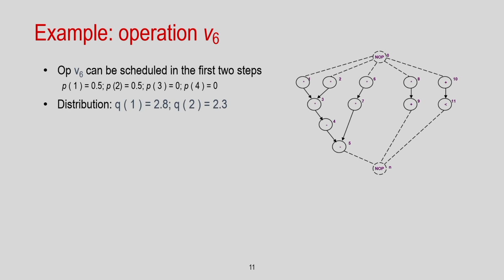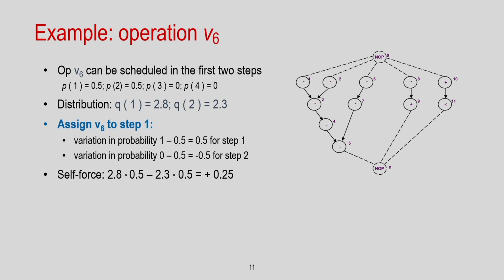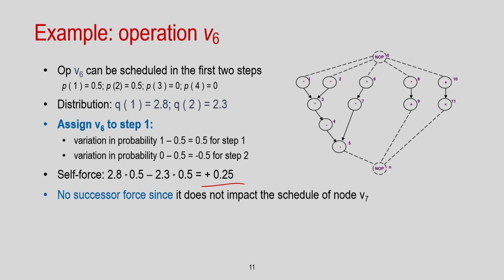Okay. So, this example was already here. So, I have already calculated. So, the value was 0.25, right. So, this is understood. And here, if we schedule this operation in time step 1, it does not impact the scheduling of 7, because 7 could have been scheduled here or here, it does not impact it. So, there is no successor force here, because it will not impact the schedule of operation 7 or any predecessor or successor node. Okay. So, there is no successor force.